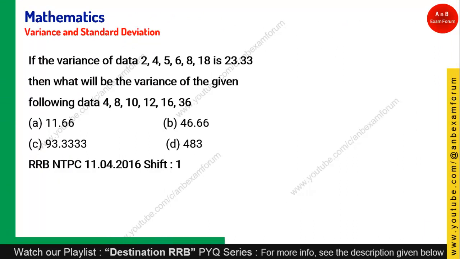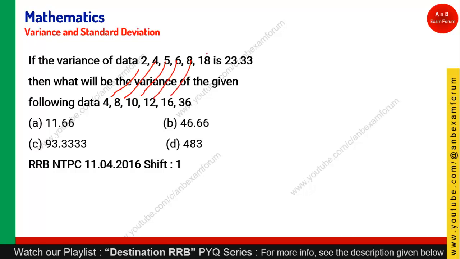If the variance of these data is 23.33, then what will be the variance of this data? Okay, very simple one. We have seen the property that if each value is multiplied by 2, your standard deviation will be multiplied by 2. Here, each value is multiplied by 2, right? They are saying the variance is 23.33, but we know that if each value is multiplied by 2, your new standard deviation will also be multiplied by 2.